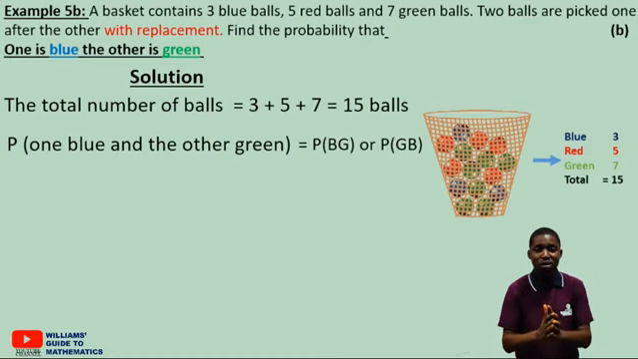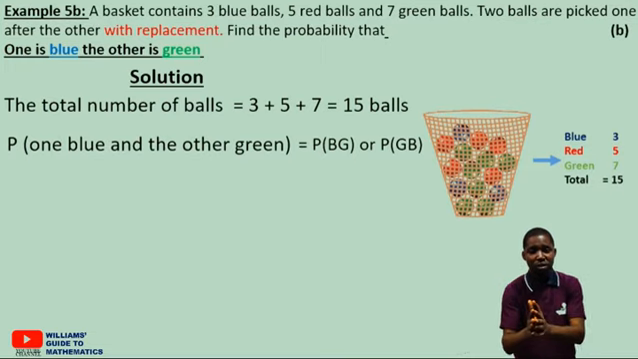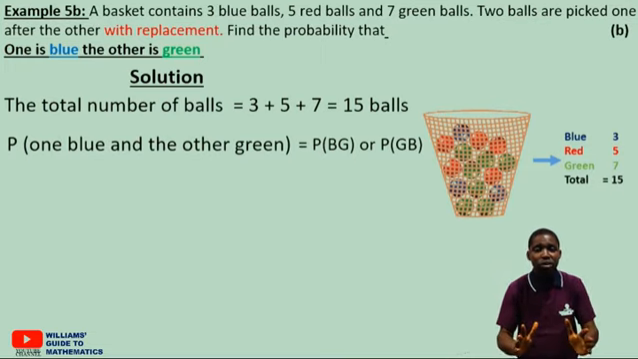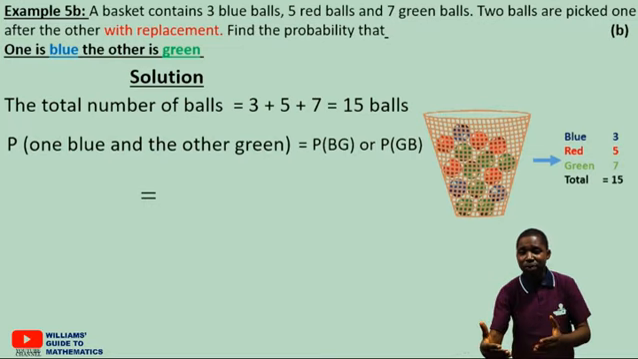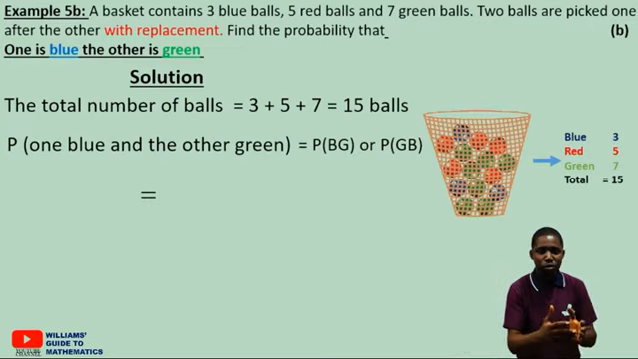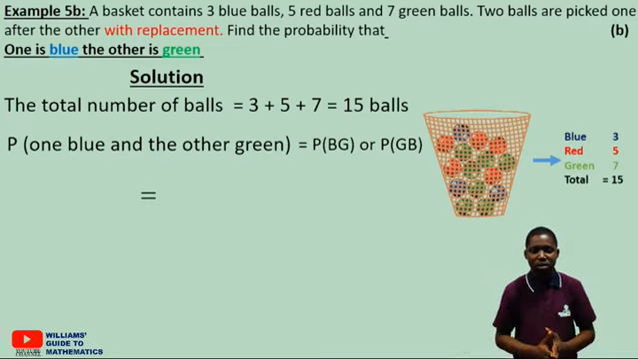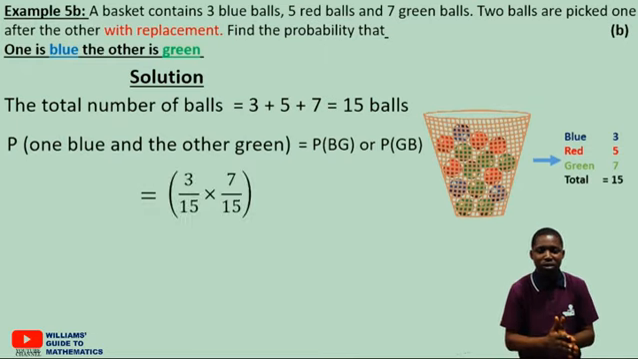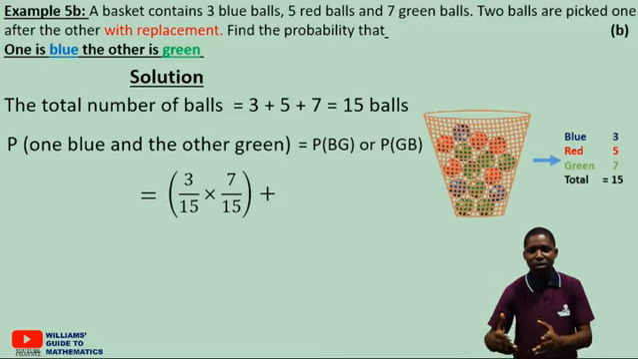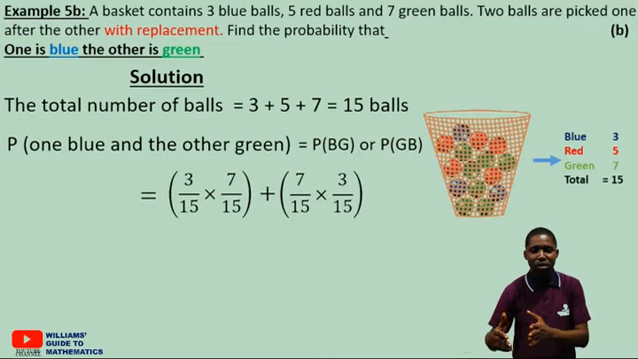So you can see it is quite different from the first one. In the first one, the question specified that the blue comes first, then the green will be second. But now there is no such specification. So we need to assume that we can have blue first, green second. We can also have green first, blue second. Now for blue-green, that is blue first, green second, we have 3 over 15 multiplied by 7 over 15. While for the other one, green first, blue second, we have 7 over 15 multiplied by 3 over 15.